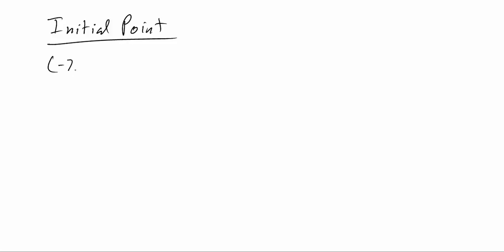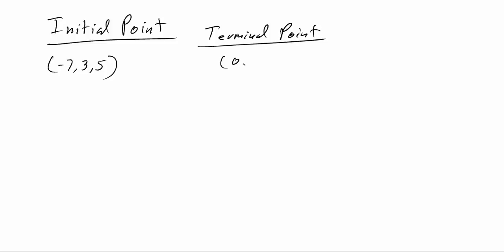So if we start out looking at an example, let's say that we have the initial point for a given vector of -7, 3, 5, and the terminal point is 0, 0, 2. Now keep in mind these are the points, and we want to find the component form. So how can we find the component form?